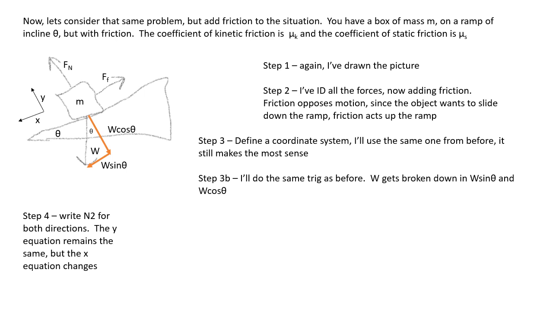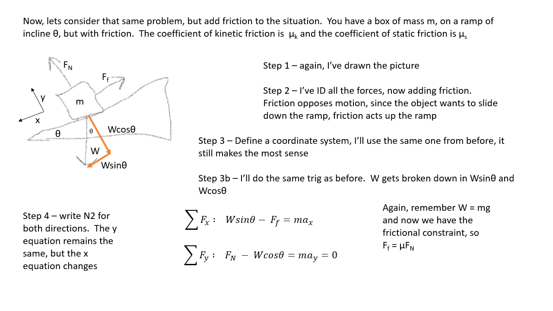The y equation is going to remain the same, but it's now the x equation that's going to change. In the x direction, I get W sine theta in the positive x direction, but it's opposed by the frictional force, so that's why I have the minus F sub F. That's got to equal ma sub x. My y equation is the same. Normal force minus W cosine theta is ma sub y, but that's 0 because my box is not flying off the ramp.